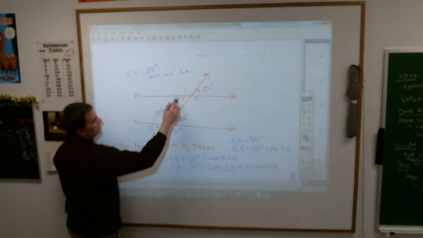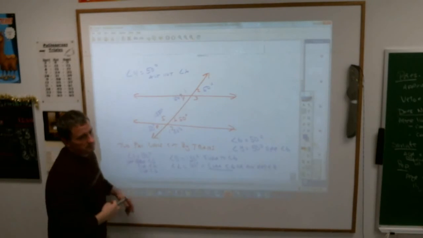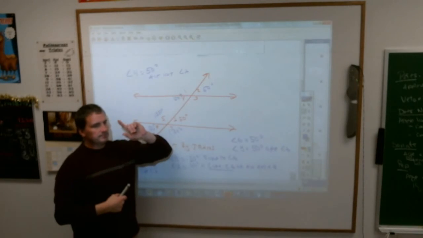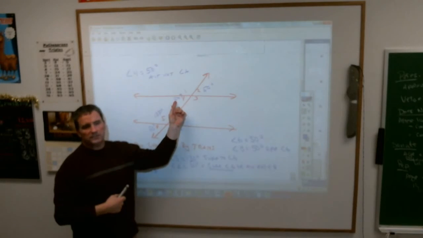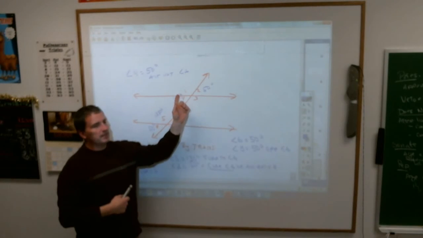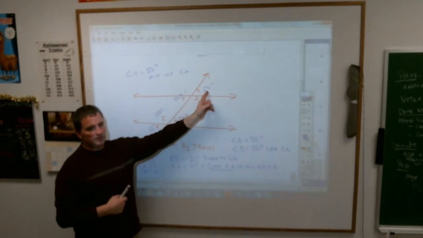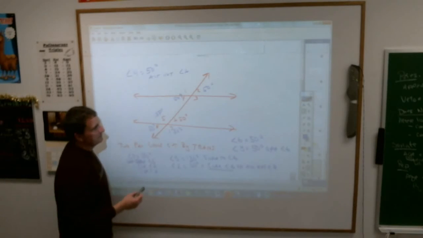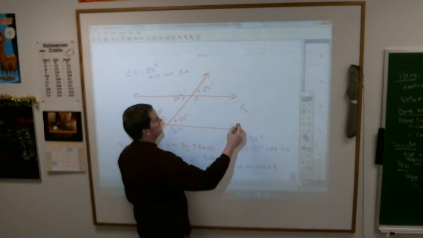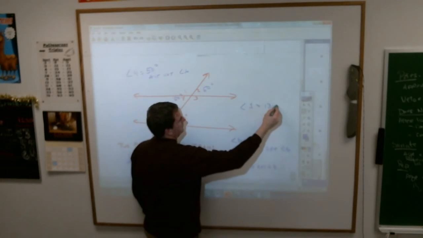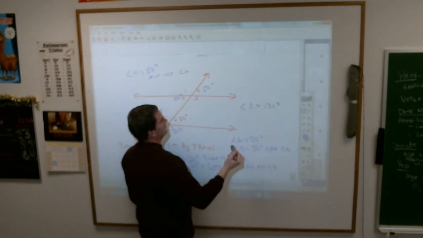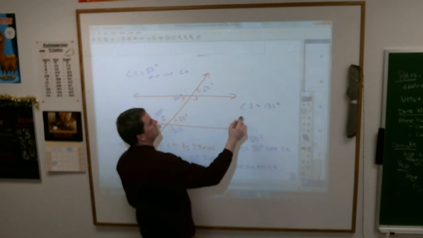Another reason angle 4 is 50 degrees, Christine? Besides being an alternate interior angle, it is also, Eli? Opposite angle 2, which is 50 degrees. All right, Christine, you. Angle 1 is 130 degrees because it's corresponding to angle 5.